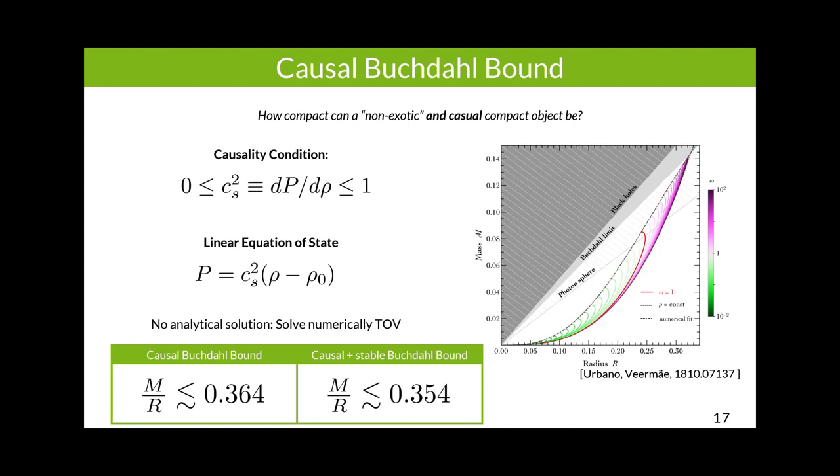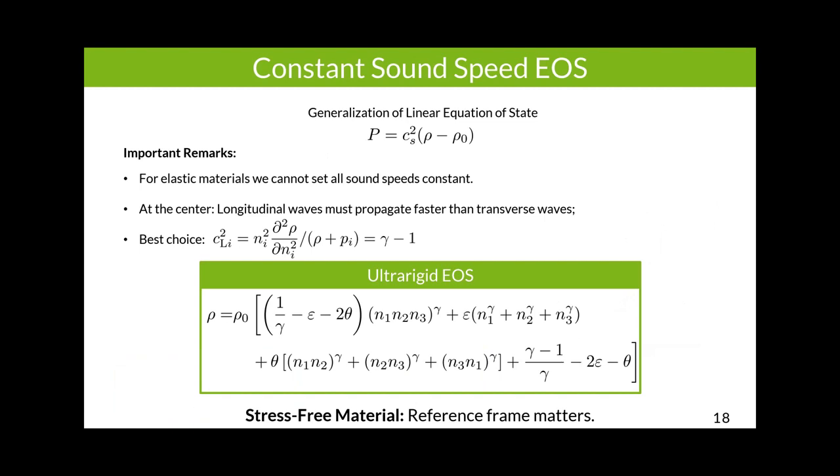So now we want to generalize this to elastic materials because this calculation assumes an isotropic perfect fluid. And this is a bit more tricky because, well, for elastic materials, first, as I've said, we have 9 different sound speeds. Which of them we fix constant is a question because you cannot fix them all. But one thing that we know is that at the center, longitudinal waves must propagate faster than transverse waves. This is a condition for the physical stability of the material. I'm not going to go into details, but it is related to the fact that the isotropic sound speed squared must be larger than 0.